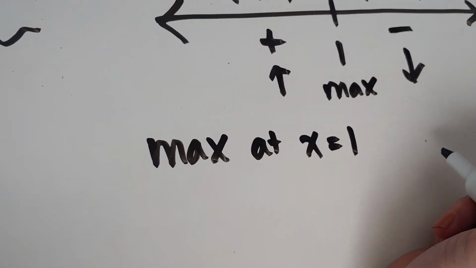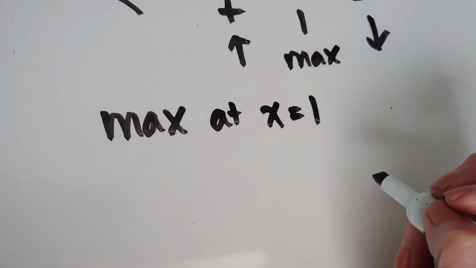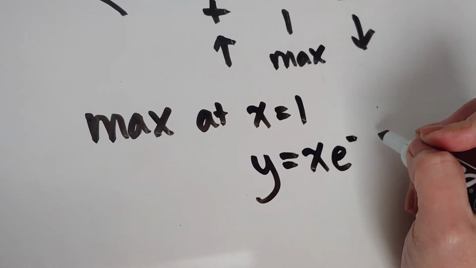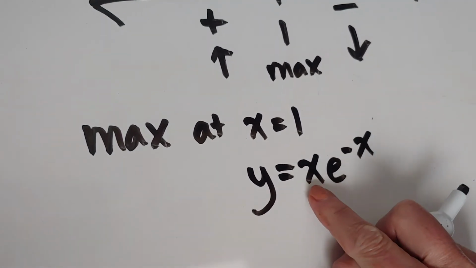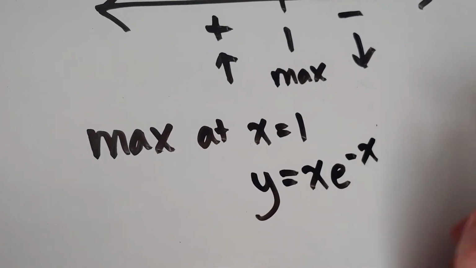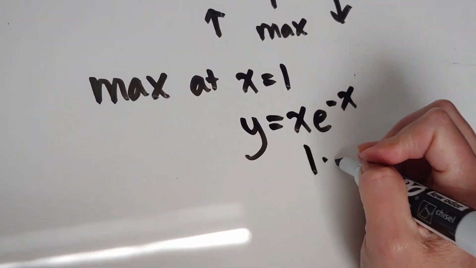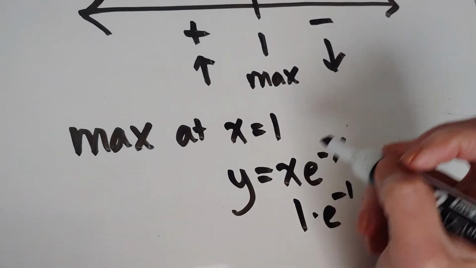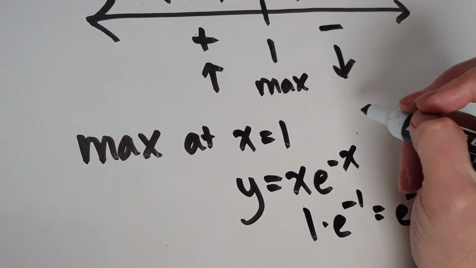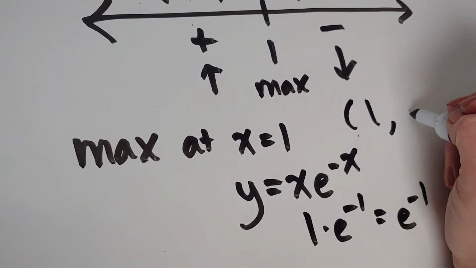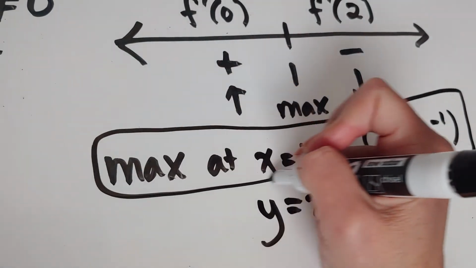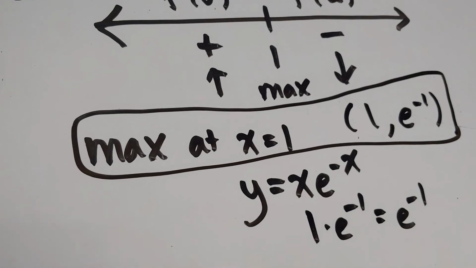Awesome. Now, if I want my y value, I would want to plug in 1 back into my original function. So 1 e to the negative 1 would be just e to the negative 1. So my extrema is a max at 1 comma e to the negative 1. All right, I hope that was good practice.